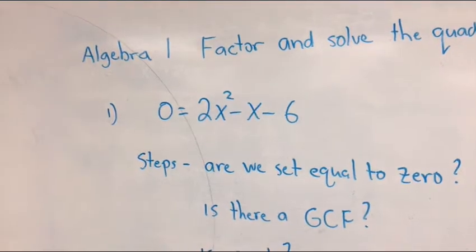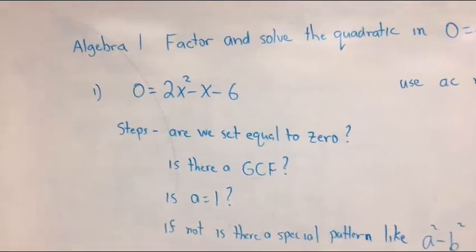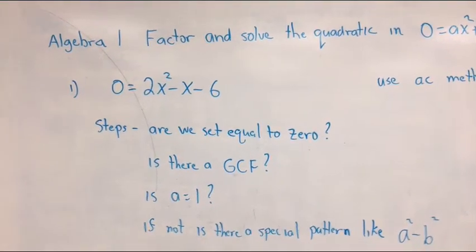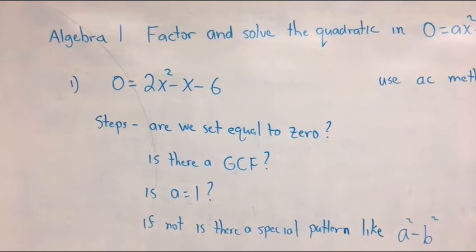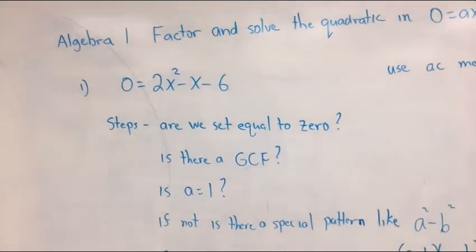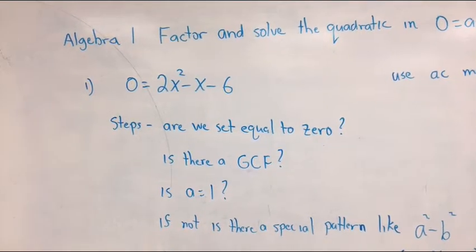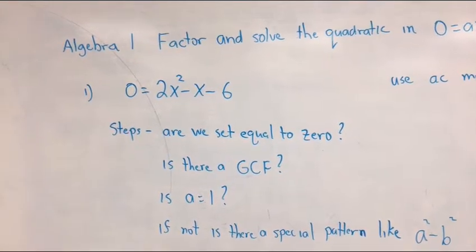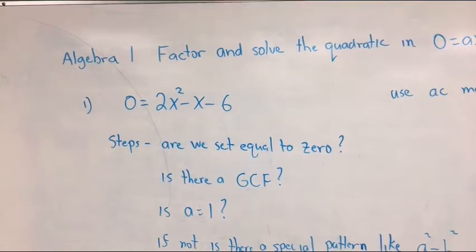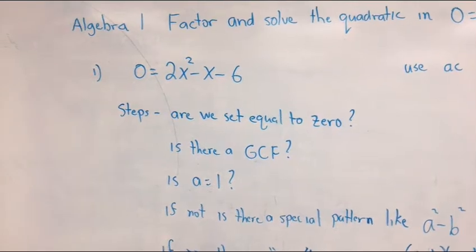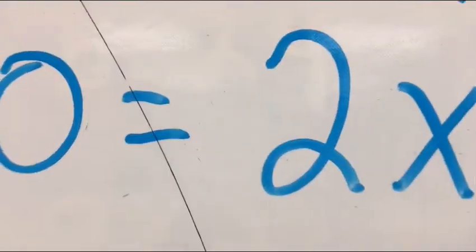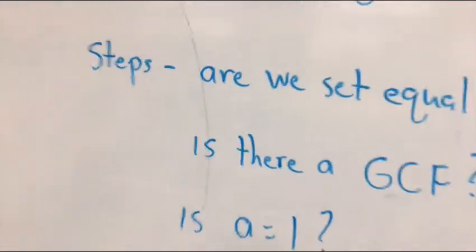Now remember, we have some very specific steps we use to solve one of these. So here they are, and I'm going to go through the steps, and that's why this problem looks so long. Are we set equal to 0? That's the first thing we should say. Are we? Yes, we are. Next, is there a greatest common factor? Remember, GCF is the greatest common factor. In our particular case, there is no greatest common factor. Next, is a equal to 1? The coefficient in front of the squared term, does that look like a 1? No, it does not.